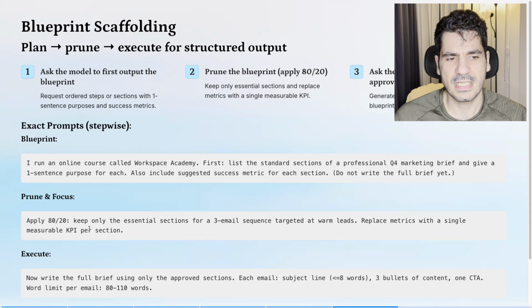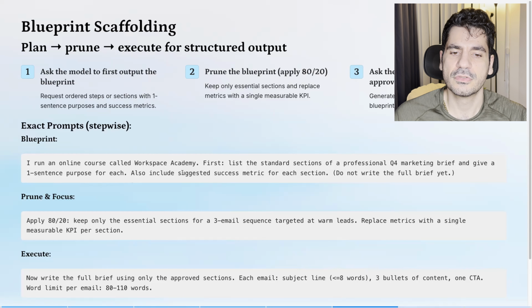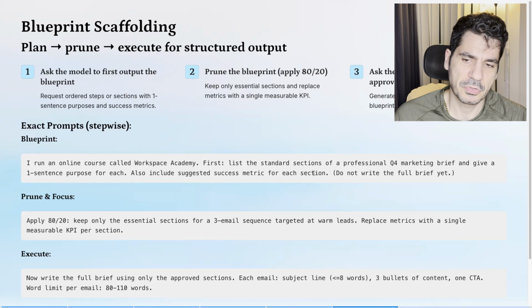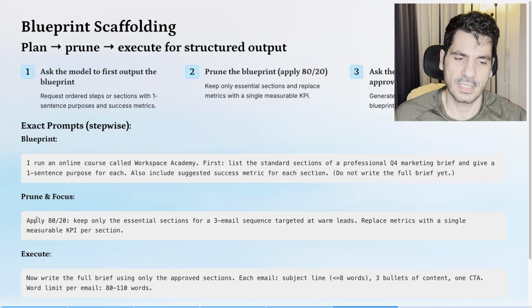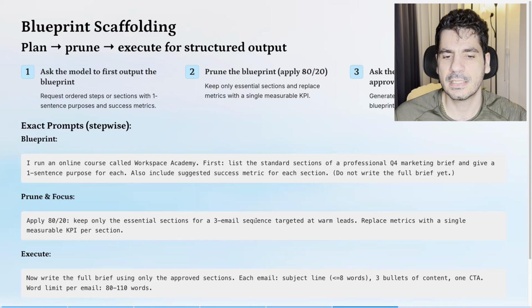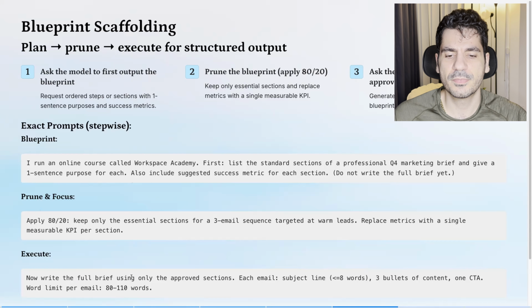So here's one example. I ran an online course called Workspace Academy. First, list the standard sections of a professional Q4 marketing brief and give a 1-sentence purpose for each. Also include a suggested success metric for each section. So this one will provide you some generic response, but then you're gonna say, okay, apply 80-20, and then some of them you're gonna manually replace. Now write the full brief.